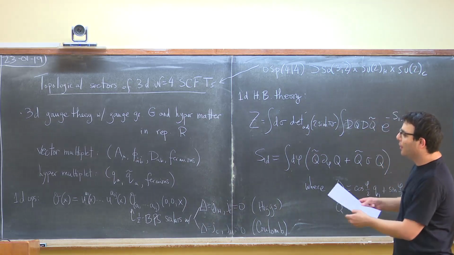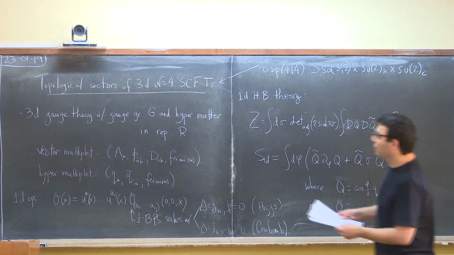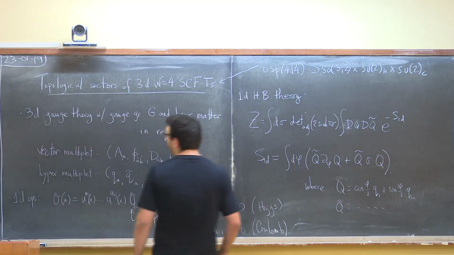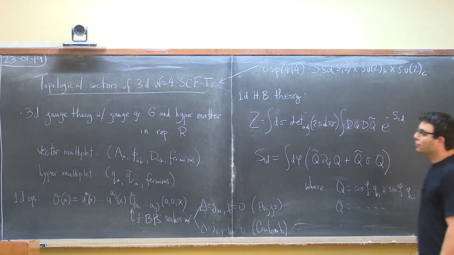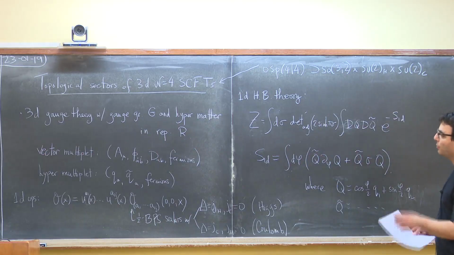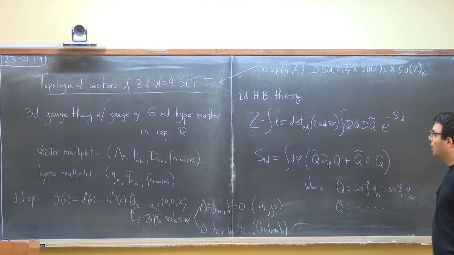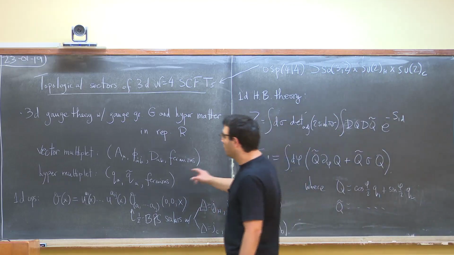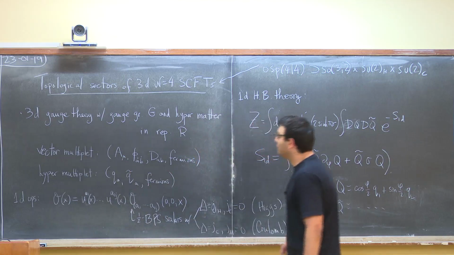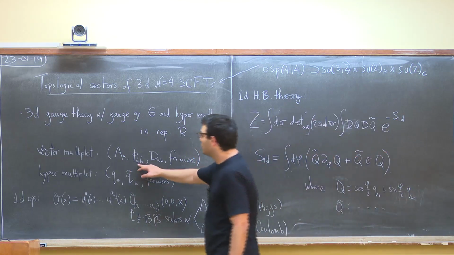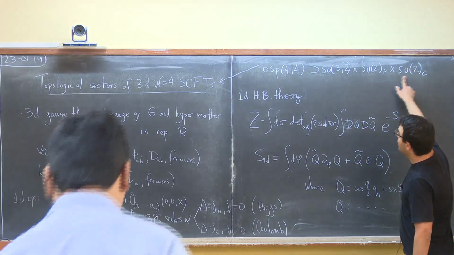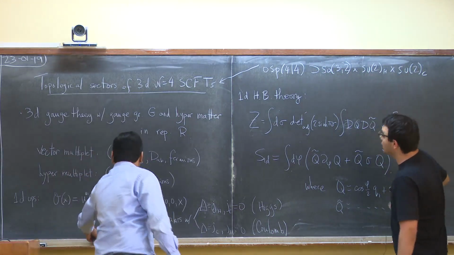So just to remind you, we're talking about topological sectors of 3D N=4 superconformal field theories. The theories that I want to study are 3D gauge theories with some gauge group G and hypermultiplet matter in some representation R. The field content of the vector multiplet consists of the vector field, some scalar, and two scalars. One of them transforms in the three-dimensional representation of SU(2)_C, and the other in the three-dimensional representation of SU(2)_H.